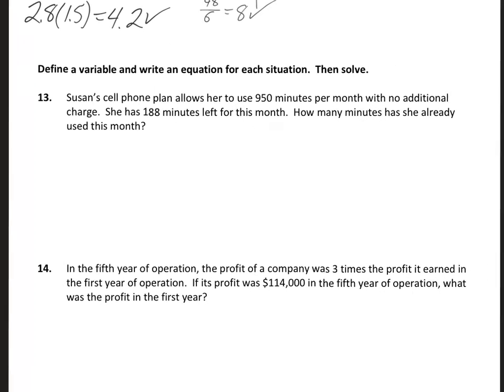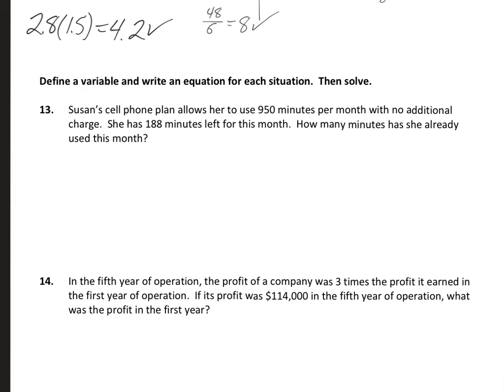Okay, so for this next one, Susan's cell phone plan allows her to use 950 minutes per month with no additional charge. She has 188 minutes left for this month. How many minutes has she already used this month? Okay, so let's go back and underline the stuff that is important, or we can highlight it. So she's allowed to use 950 minutes per month. Okay, she has 188 minutes left this month. How many minutes has she already used?